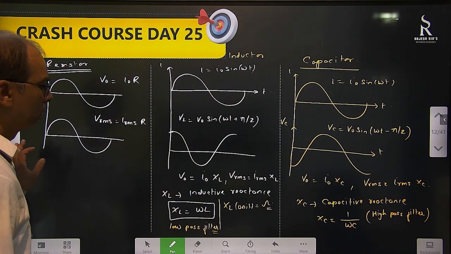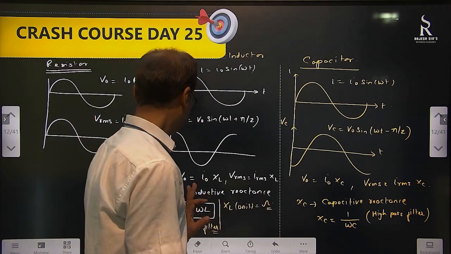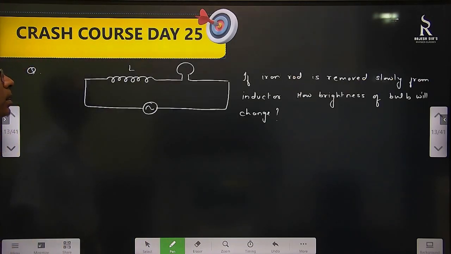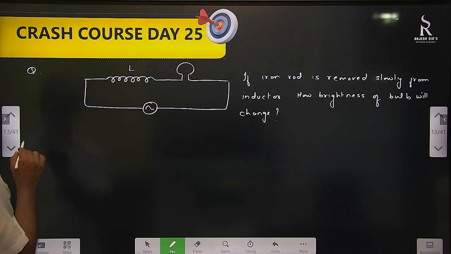All right, we have discussed capacitive reactance and inductive reactance. Now see, this is a question. A general question is there. We'll try to solve it.